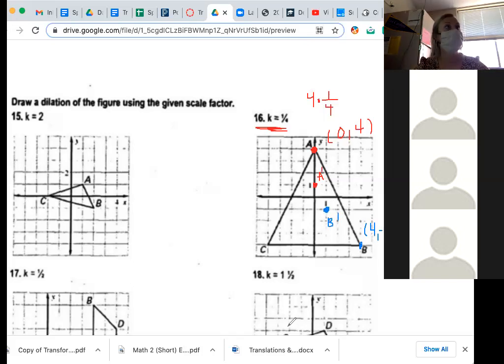Not hard. This is the easiest unit we do all year, and that's usually why I save it for the end, because y'all are tired, I'm tired, everybody's tired.